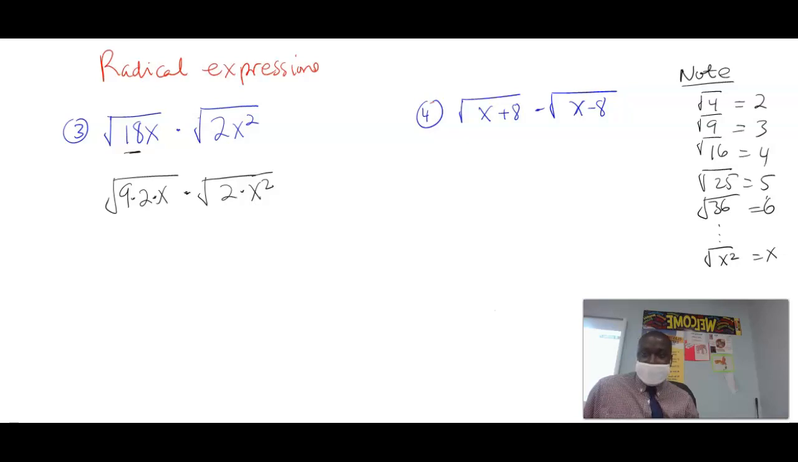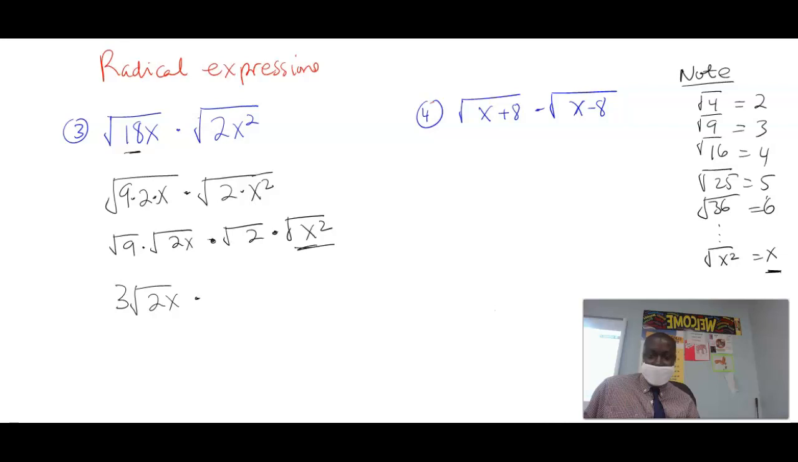Good. Now, we can split this one as the square root of 9 times the square root of 2x times the square root of 2 times the square root of x squared. The reason why I didn't split the x and the 2x is that they are irrational numbers. There's no perfect square in there. Okay. But the square root of 9 is what? 3. So it becomes 3. Okay. So this can become 3 root x squared. And then here, the square root of x squared is what? x. So that will come outside, and then root 2.